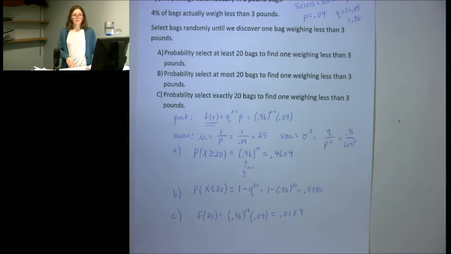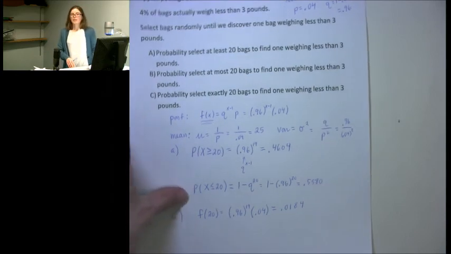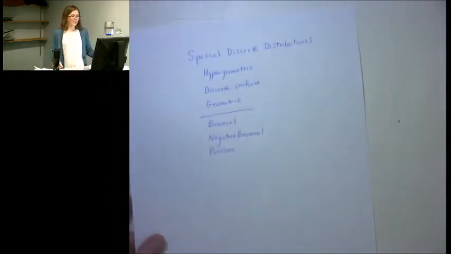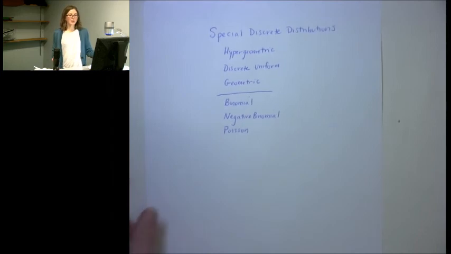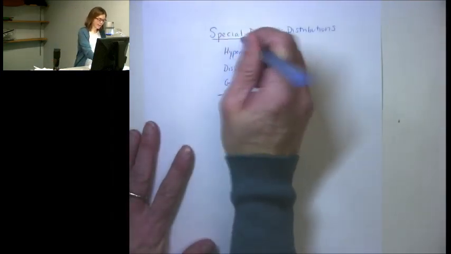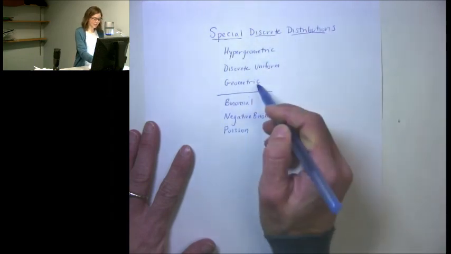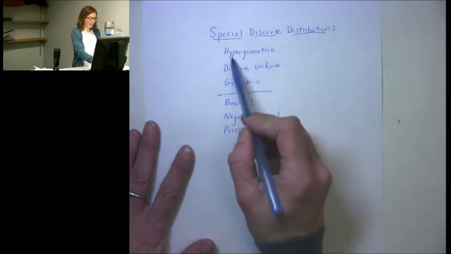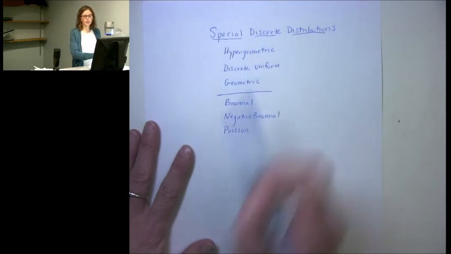Okay, great. Well, if there aren't any other questions, I am just going to talk for a second about special distributions. Not really talk too much, but just point out the ones we've seen already. So there are certain special discrete distributions. We just talked about the geometric. We've also seen last week the hypergeometric and the discrete uniform.